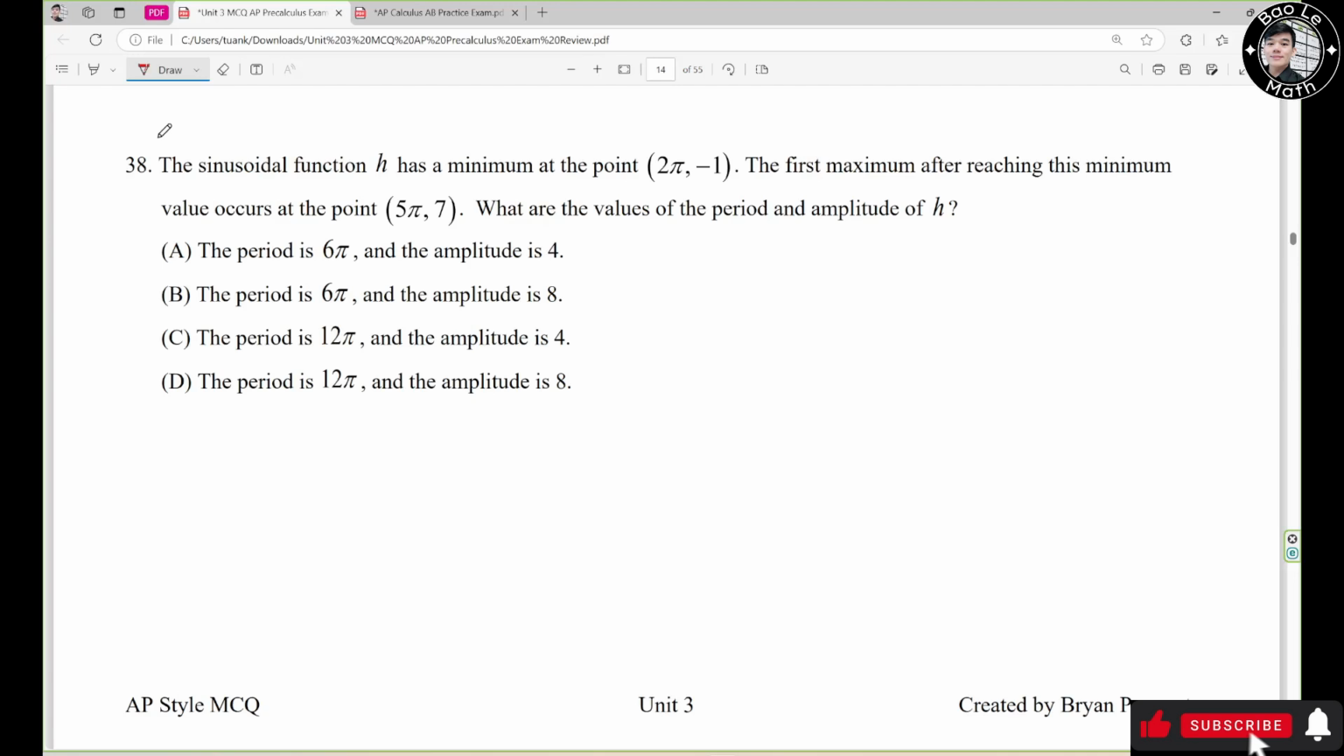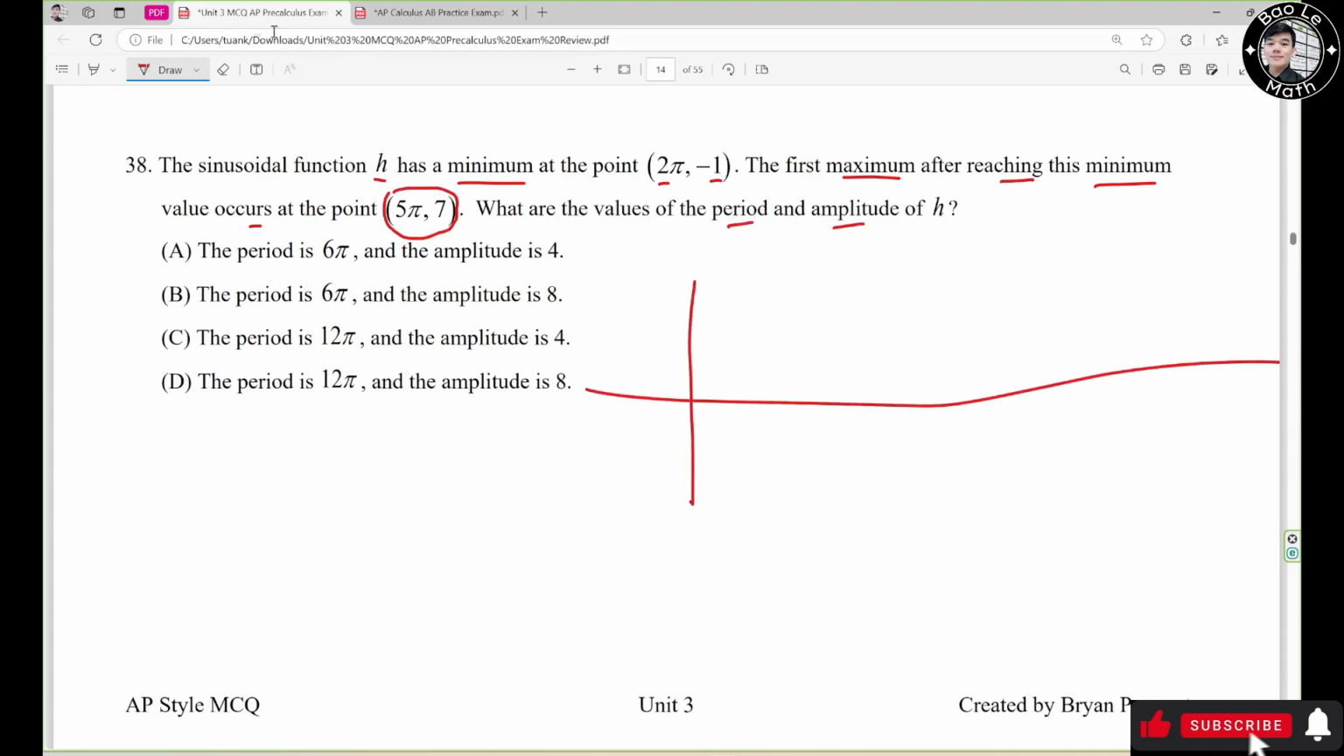The sinusoidal function h has a minimum at the point (2π, -1). The first maximum after reaching this minimum value occurs at the point (5π, 7). What are the values of the period and amplitude of the function h? Go ahead, sketch the graph. The function has the minimum, so we start right here, go down to the minimum, and back up to the midline.